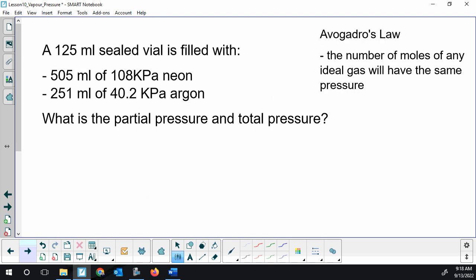Okay, same thing again. We have a 125 mL sealed vial this time, and we've pumped in 505 mL of 108 kilopascals neon, a noble gas, and 251 mL of argon, another noble gas. So very different amounts of each, both larger than the container. And same question: what's the partial pressure of each? What's the total? So we'll have to use Dalton's law.